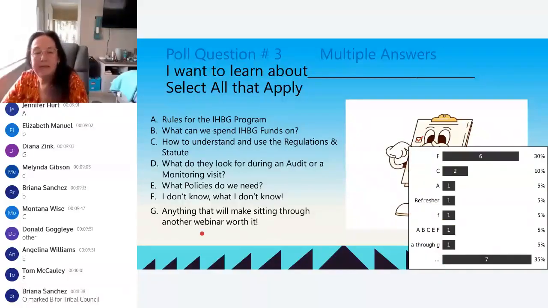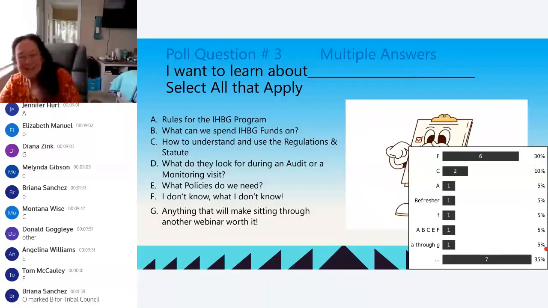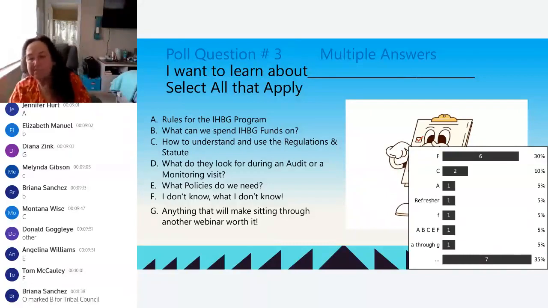Okay. I don't know what I don't know. 7 of you. Okay. How to understand the regs and the statute. We're going to get into that part. That's really, really important, you know. A, the rules for the block grant program. We have 1 there. We got a refresher in there. We have somebody that's all of them. And A through G, another one. Okay. Well, gives us an idea anyway.